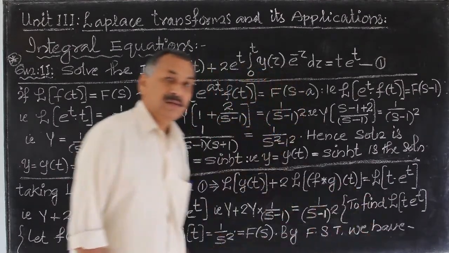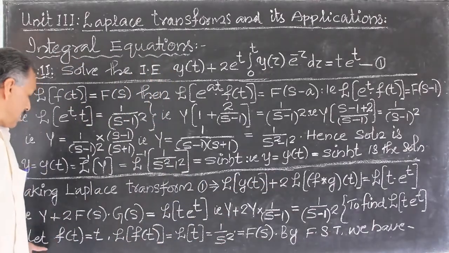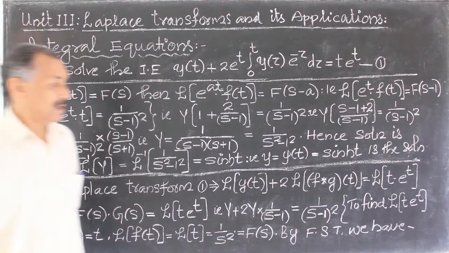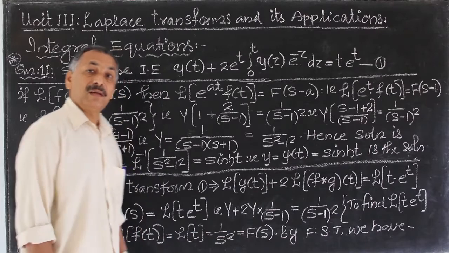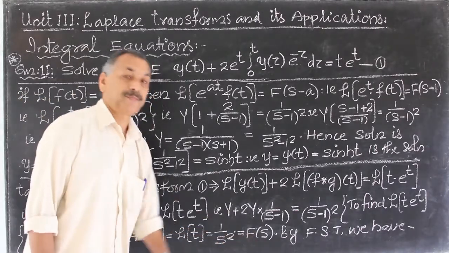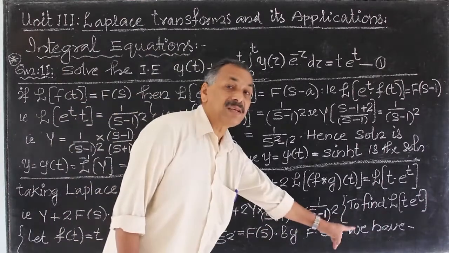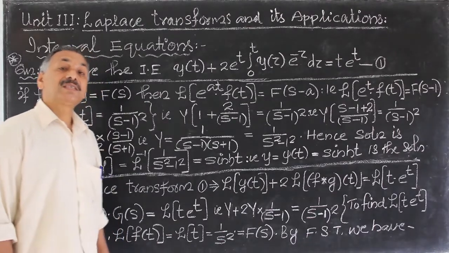ടു ഫൈൻഡ് ലാപ്ലാസ് ട്രാൻസ്ഫോം ഓഫ് t e raised to t, എന്ത് ചെയ്യുക? Let f of t is equal to t. Then what is L of f of t? L of f of t is equal to L of t is equal to 1 divided by s square, is equal to f of s. Then by first shifting theorem. First shifting theorem എന്താ? What is first shifting theorem?